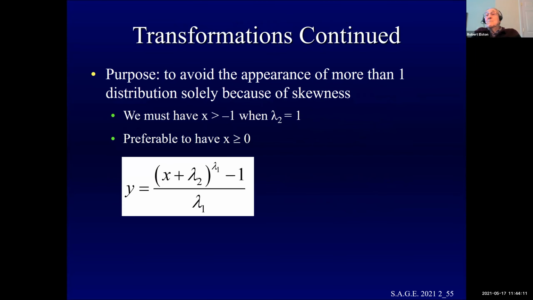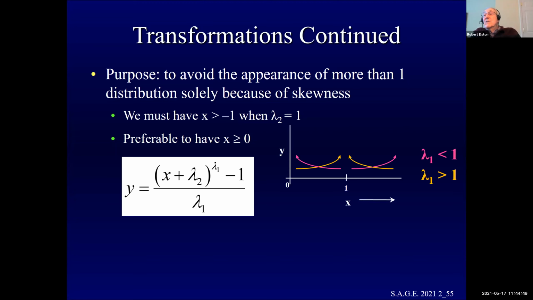Let's consider now what our purpose is. Suppose our purpose is to avoid the appearance of more than one distribution solely because of skewness. Then we will use the Box and Cox transformation. For y to be calculable in this Box and Cox transformation, x must be greater than -1 when lambda 2 is equal to 1. It's preferable to have it greater than or equal to 0. Let's see what's going on in this transformation. Y as a function of x.